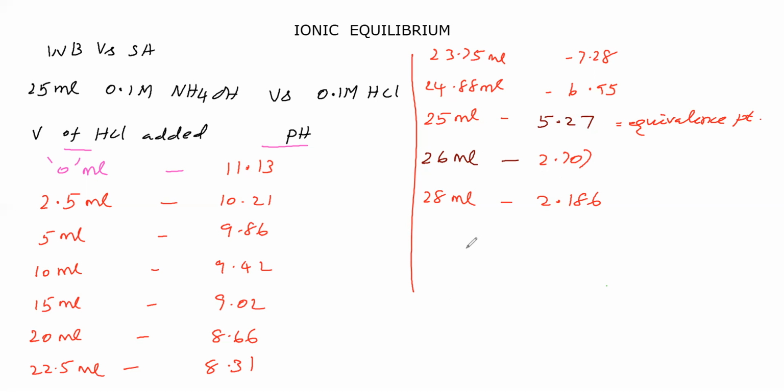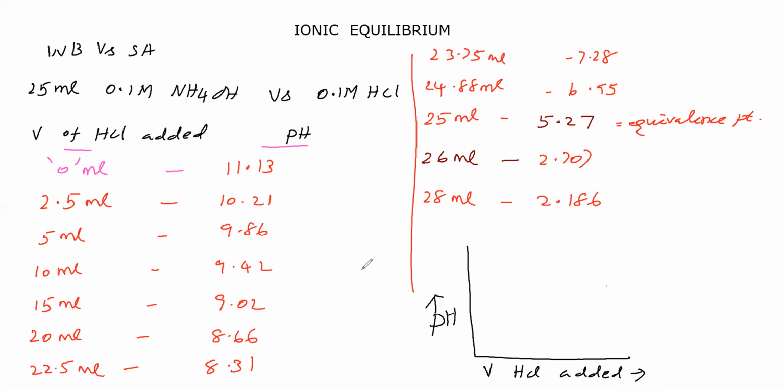So now we will see the graph. How the graph will be, we'll see. Here we'll take the pH of the solution. Here, for the burette solution reading, we will write the volume of HCl added, because we have taken HCl in the burette. Now we will draw the graph.